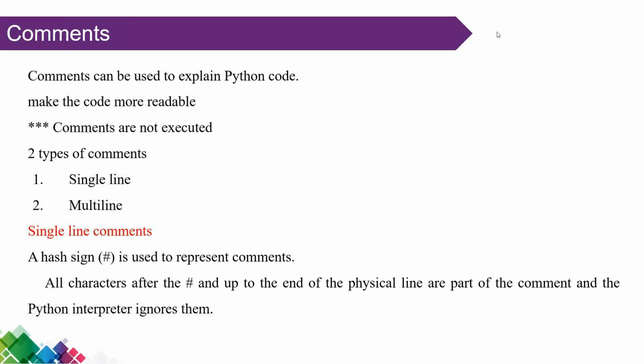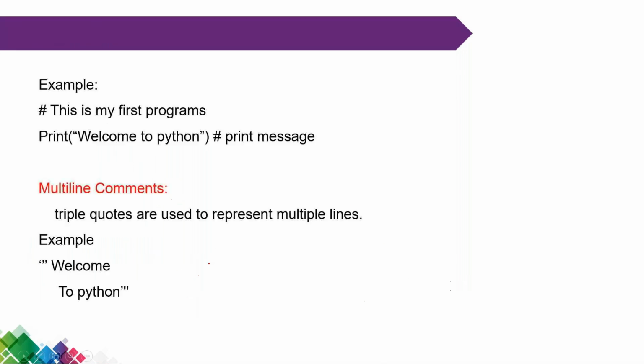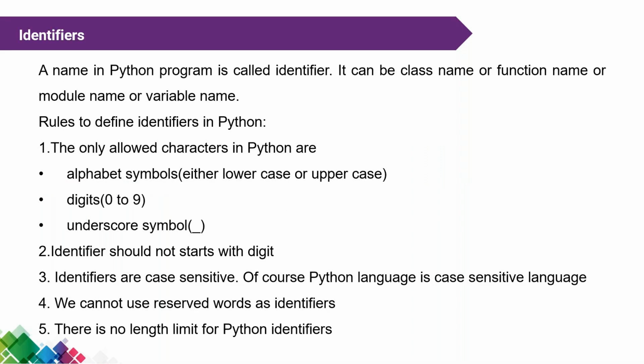Now see this one. Comments are not executed. Single line comment, multi-line comment. For single line comments, all the characters after the hash symbol up to the end of a line are called single line comments. Multi-line comments can be written in triple quotations, either triple single quotation or triple double quotations. Okay, now comments are completed. Why are you using comments? For future reference, for easy understanding of each and every instruction.